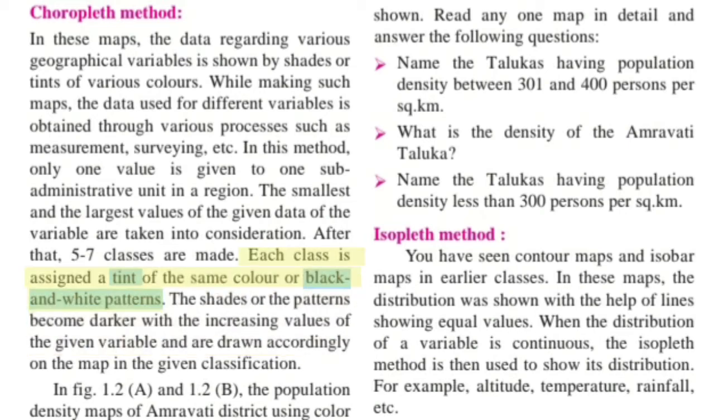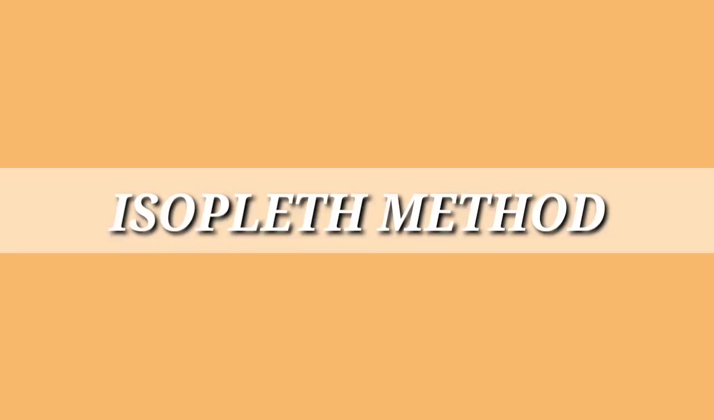We can use different shades: a tint of the same color, shades of the same color, or black and white patterns which go on increasing. Now let's look at the third method. The third method is the isopleth method.